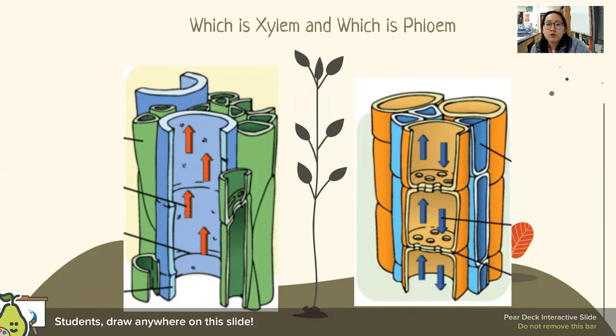I want you to label which one of these two is the xylem and which one is the phloem. Make sure that you're focusing on the direction of movement of materials, right? Remember, one of these moves things up, like water and minerals, and one of these moves things down and up throughout the plant for the glucose or products of photosynthesis.